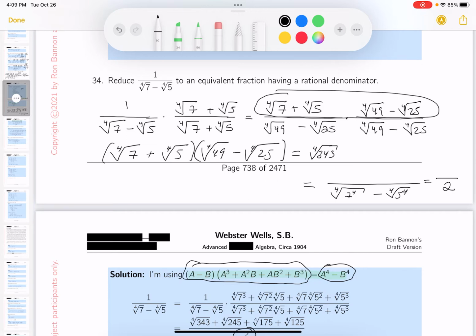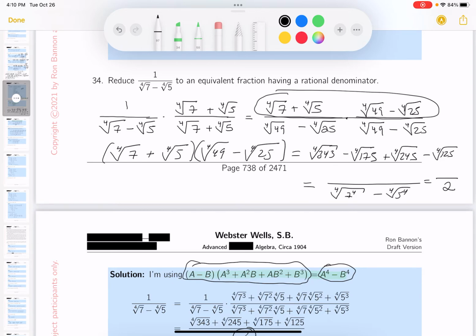And then you're going to get, 7 times 25, and that's going to be 175, right? So that's minus the 4th root of 175. And then you're going to get plus the 4th root, and 5 times 49, that's going to be what? 245, right? Yeah, 245. And then you're going to get minus the 4th root, 5 times 25 is 125. All right? So what do you get over there?